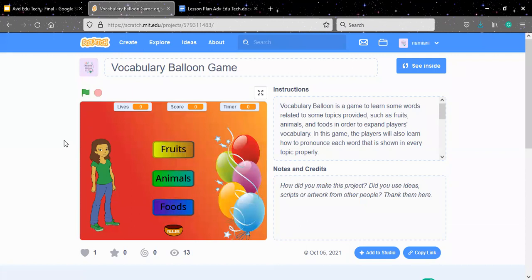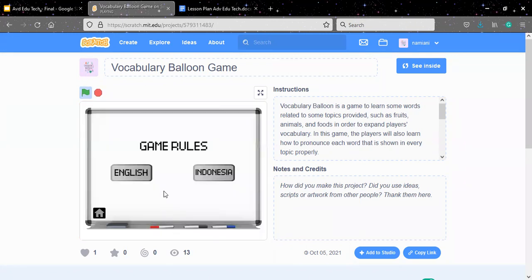Yes, so I made the game in Scratch. Let us see the game. Okay, so in this game, there are 3 topics: fruit, animal, and food. If the student wants to know how to play the game, they can click this rules button, and then they can read the game rules.